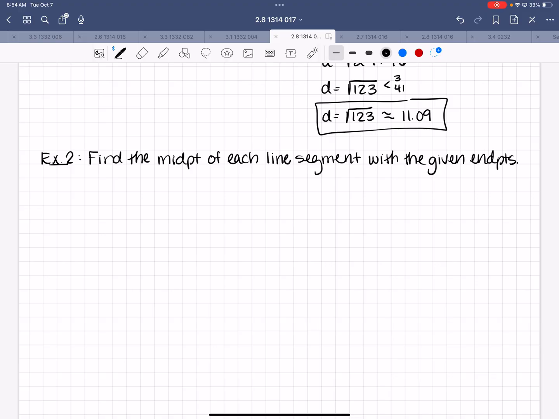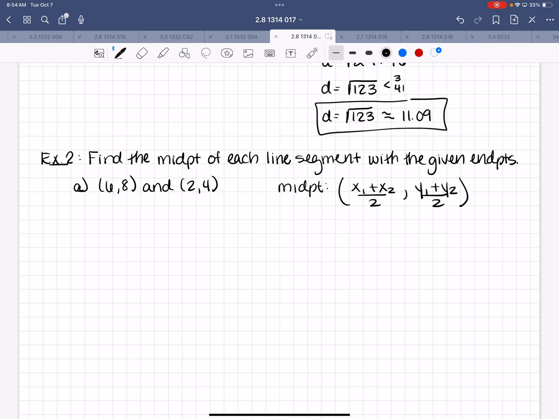Okay, so A is (6, 8) and (2, 4). Okay, that midpoint formula is (x1 + x2)/2 and (y1 + y2)/2. Okay, like I said, you do need to know that.